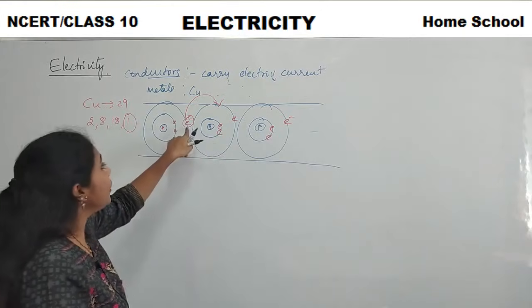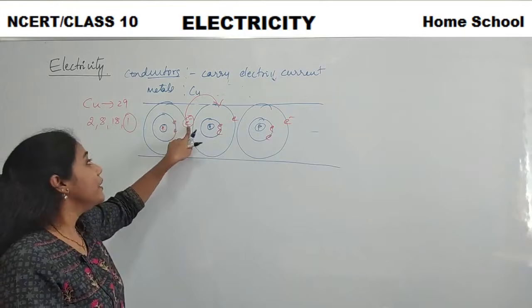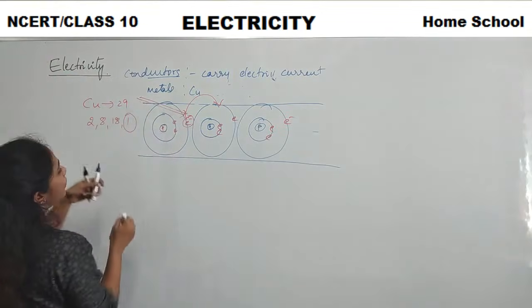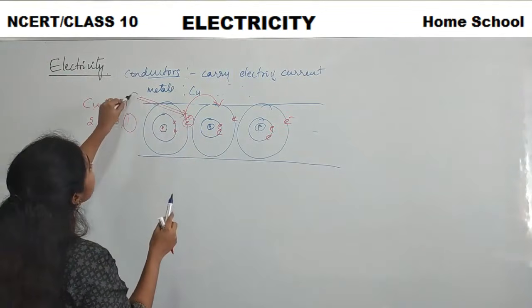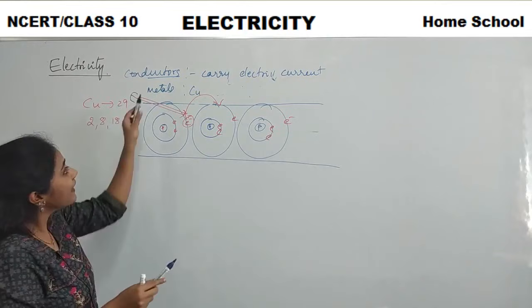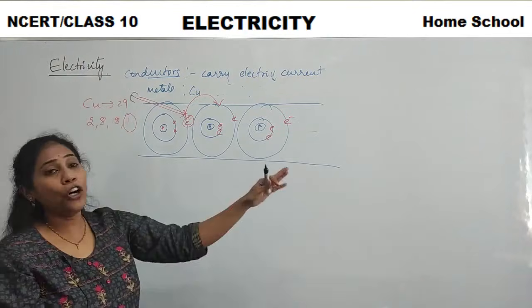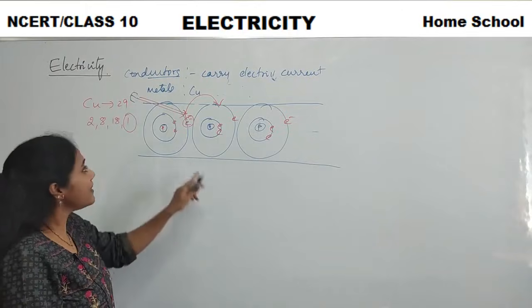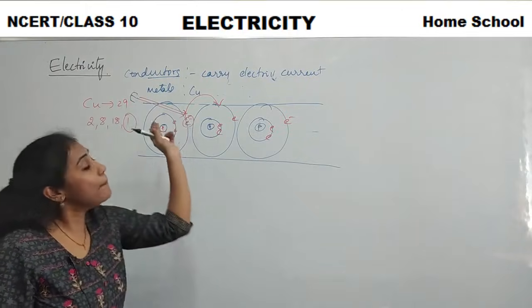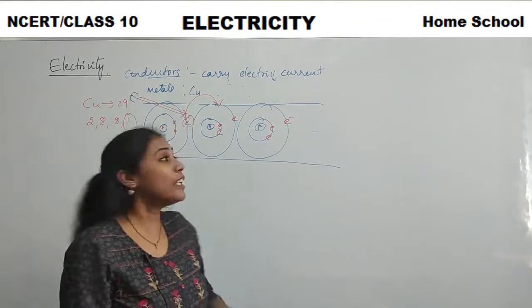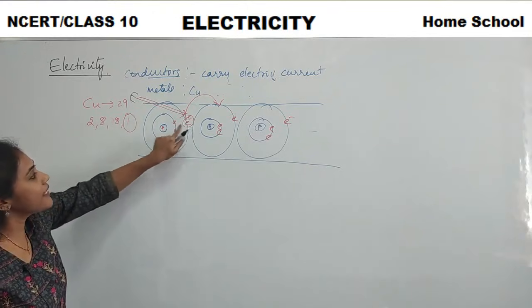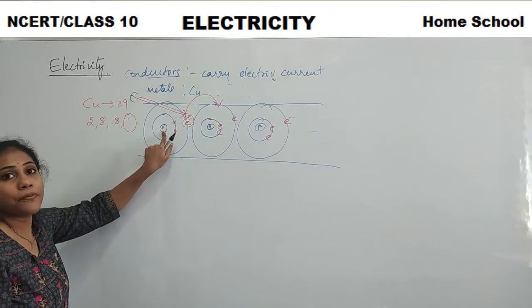Simply, it will not come out of this shell. When I apply some energy, some force, this electron can come out easily. In metals, the last electron can come out easily, because there is a lot of distance between this electron and this proton, guys, right?